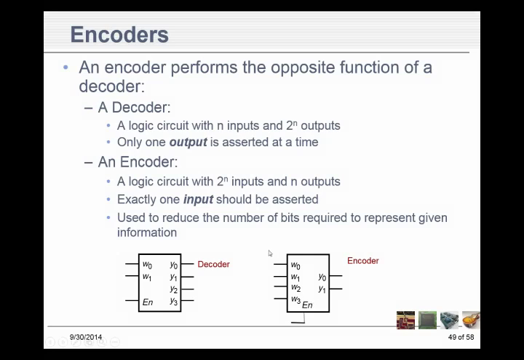Here's an encoder, which works the opposite of the decoder. Here we have some logic input here, and that's going to tell us basically which one of these. We've got an enable. Here's our encoder. We've got a logic circuit with 2 to the m inputs and n outputs. Exactly one input should be asserted. So only one of these should be asserted at a time.